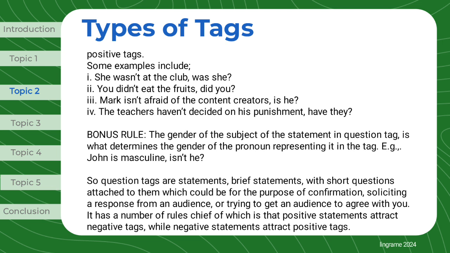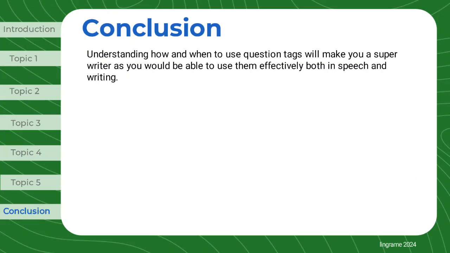So question tags are statements, brief statements, with short questions attached to them, which could be for the purpose of confirmation, soliciting a response from an audience, or trying to get an audience to agree with you. It has a number of rules, chief of which is that positive statements attract negative tags, while negative statements attract positive tags. Understanding how and when to use question tags will make you a super writer, as you would be able to use them effectively both in speech and writing.